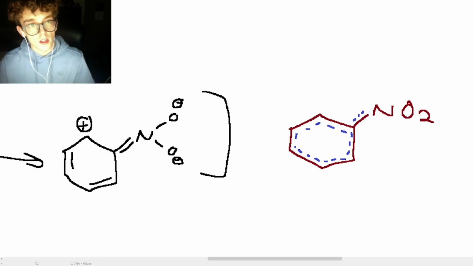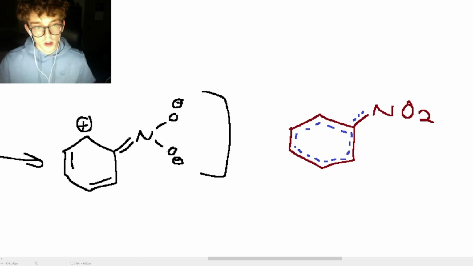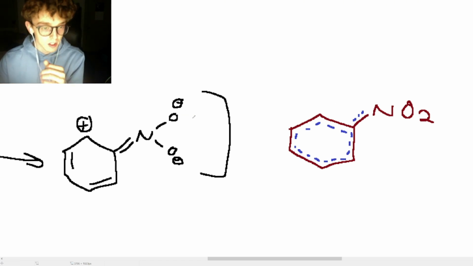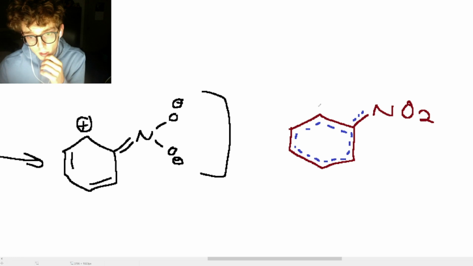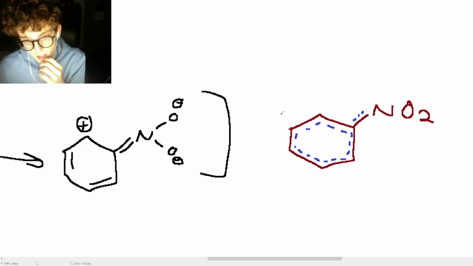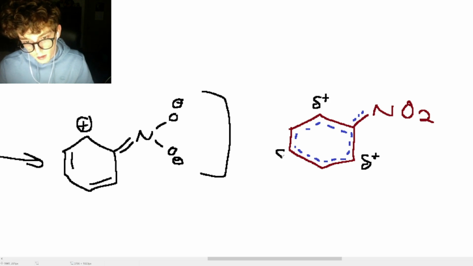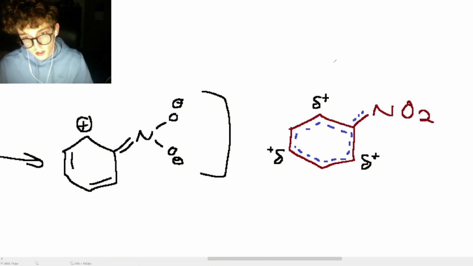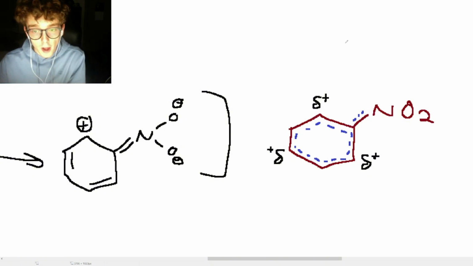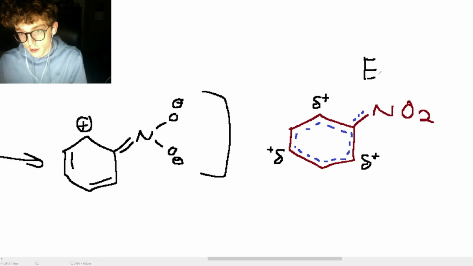So if we look at this, we know it's electron withdrawing because of the positive charges it induces on the ring, and because it's pulling electron density with these electronegative oxygens on the ends of that nitrogen, and it makes this partially positive in both of the ortho positions and the para positions. And this lowers the reactivity for an electrophile. Remember, an electrophile is electron poor. Positive does not attract positive.